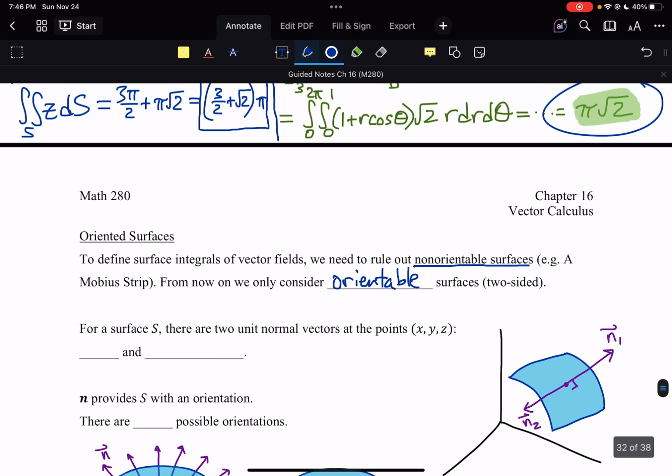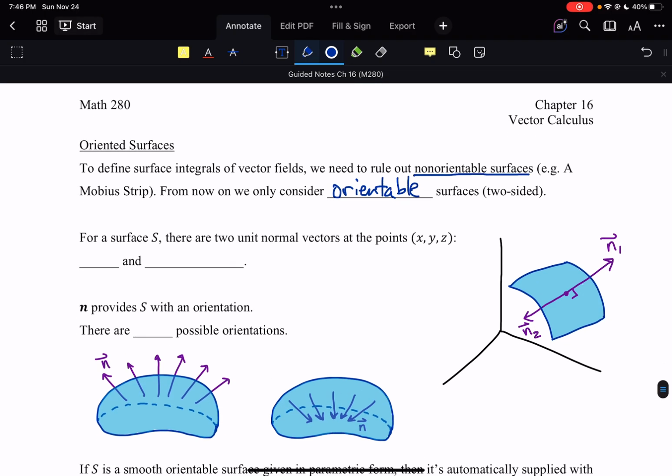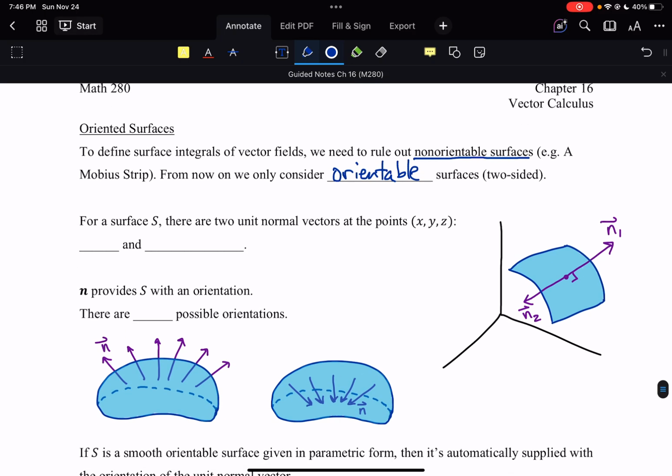For a surface S, there are two unit normal vectors at the point x, y, z. We have the vector n1, right here, pointed outward away from the origin, and n2, which is the opposite of n1. Notice this one's pointed back in towards the origin.